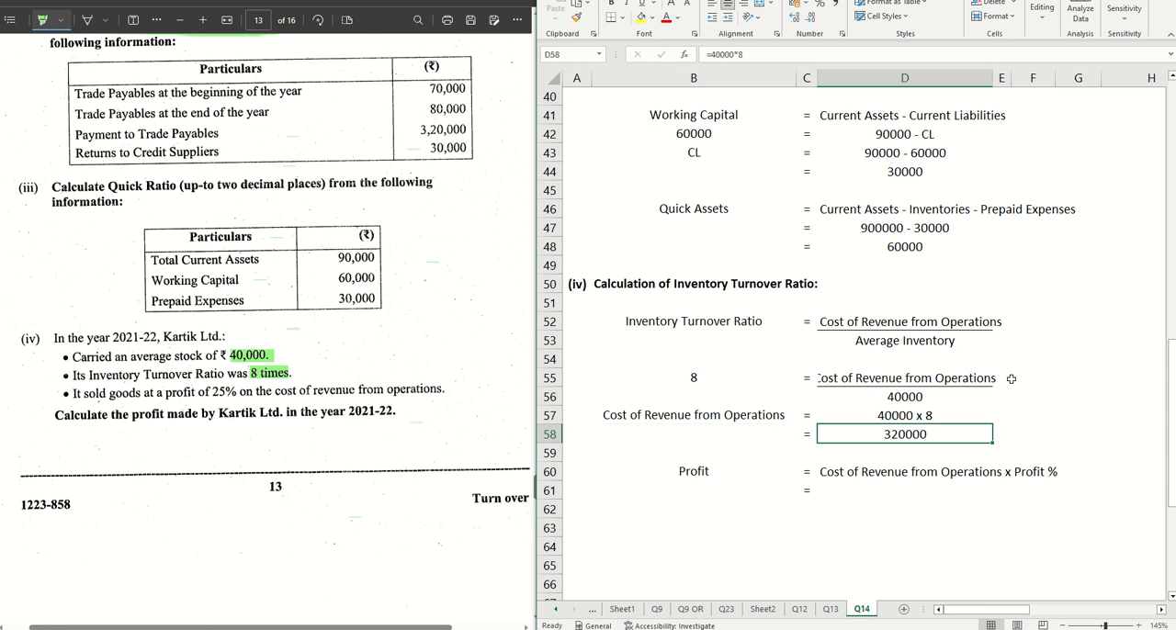You can also call it cost of goods sold. The profit is mentioned as 25% on cost. That makes things easier for us. The cost we already have as 3,20,000. So the profit is 25% on that. So 3,20,000 into 25%. That's the profit. And we are required to calculate the profit only. So that becomes 25% into 3,20,000. So 80,000 is the profit which has been made. That's the solution for this sum.